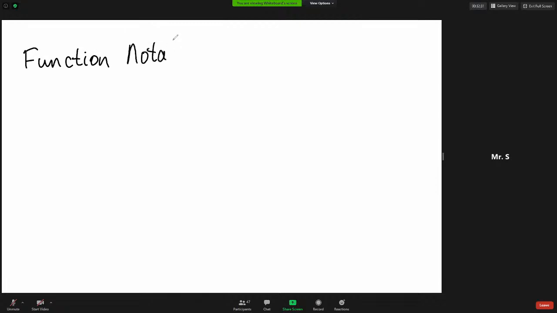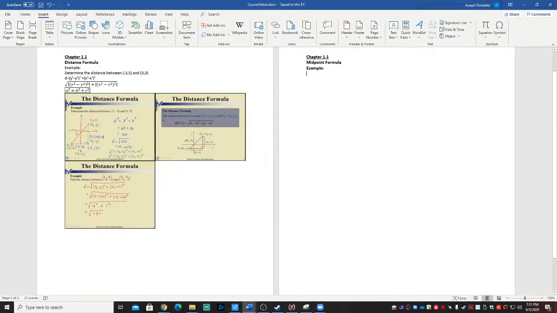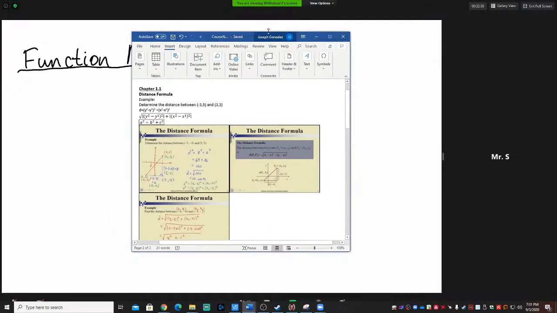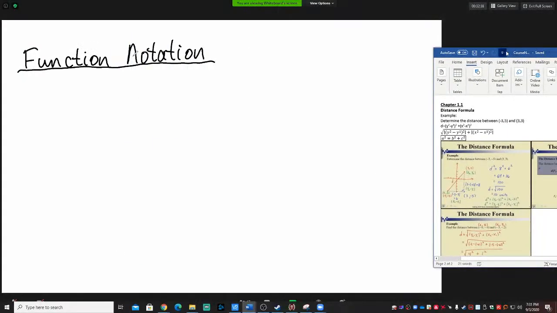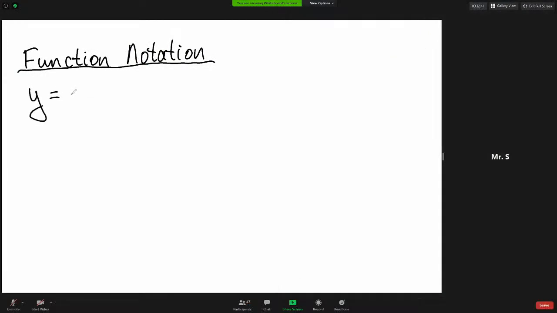Function notation. Let's say we have the following equation: y equals -2x squared plus 5x minus 10, or something like that. So there's an equation. It is already solved for y. Now, by looking at this, do we all agree that this is a function?